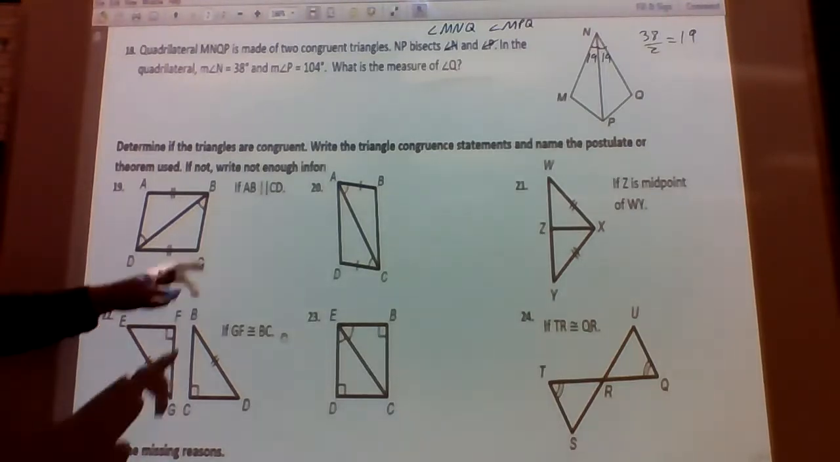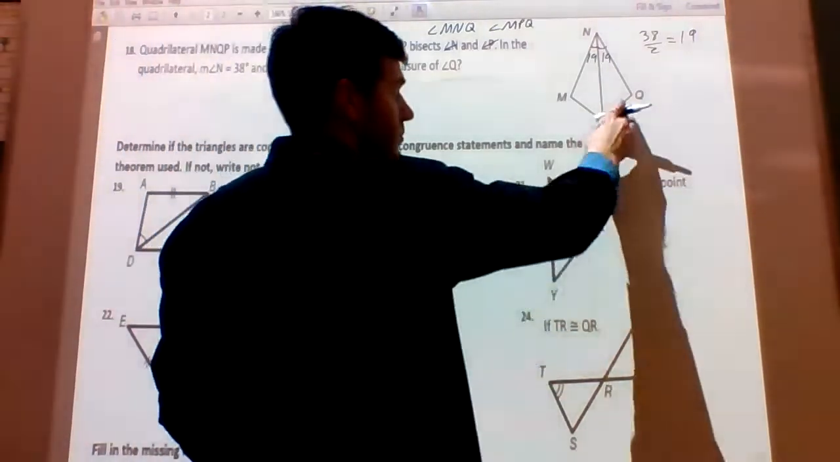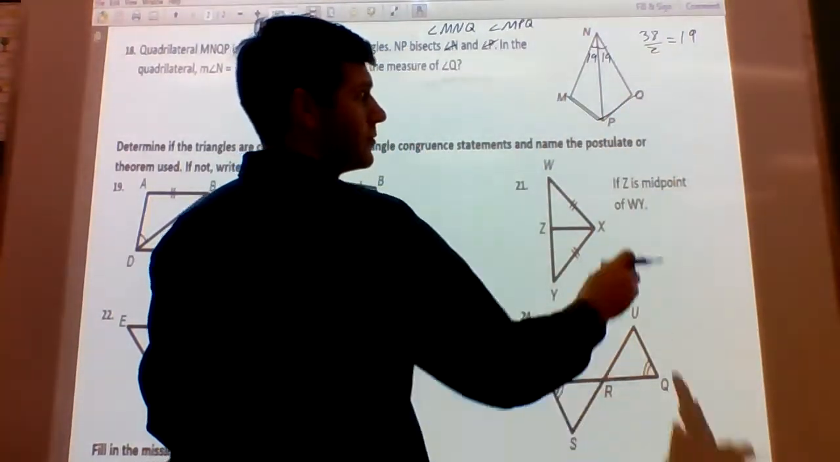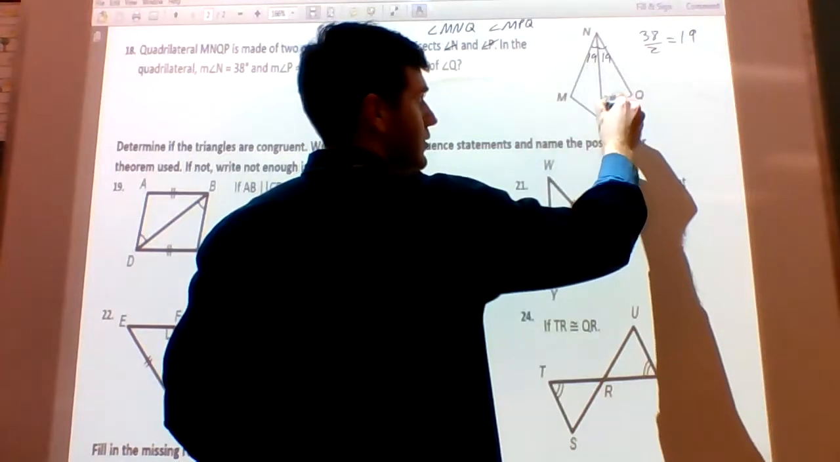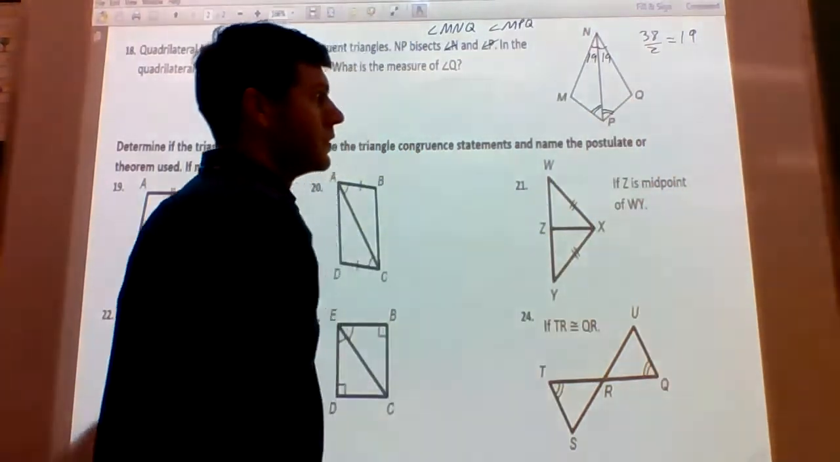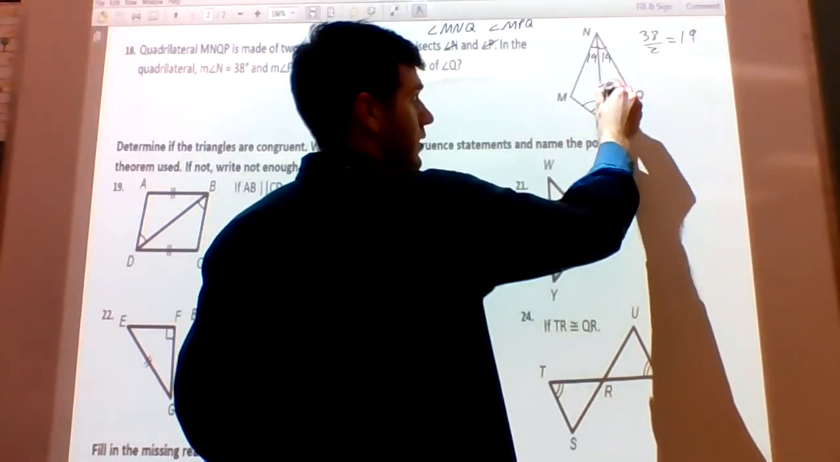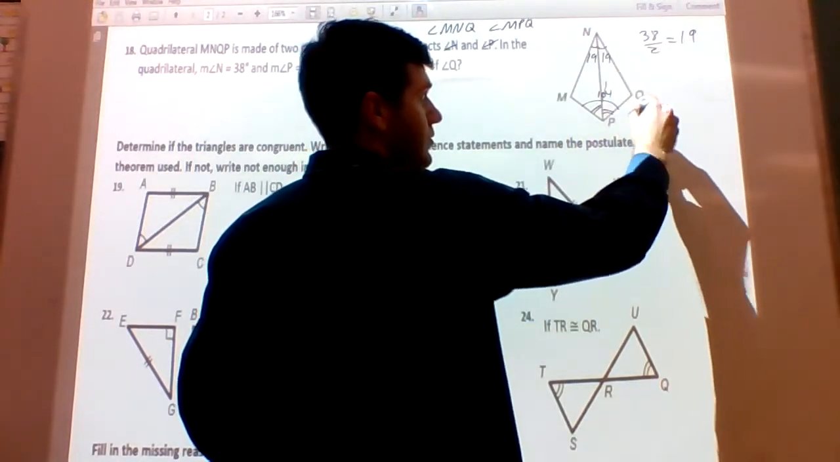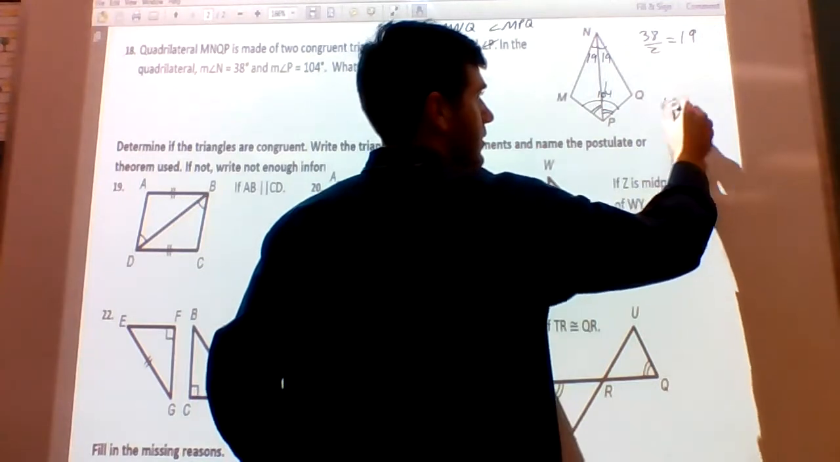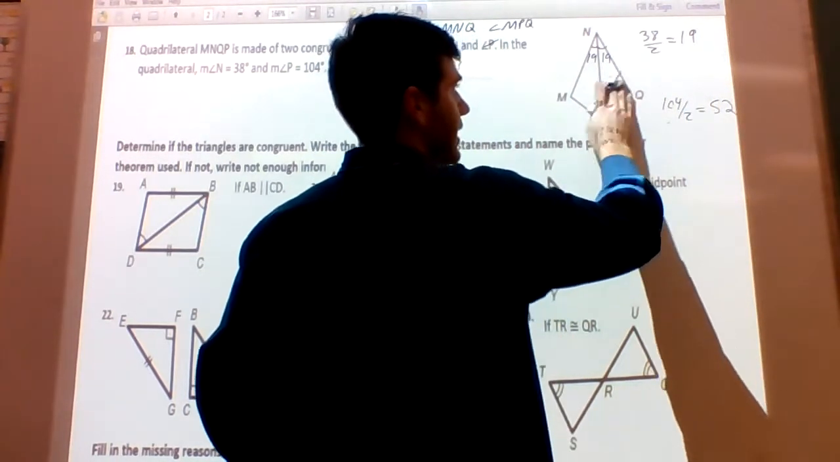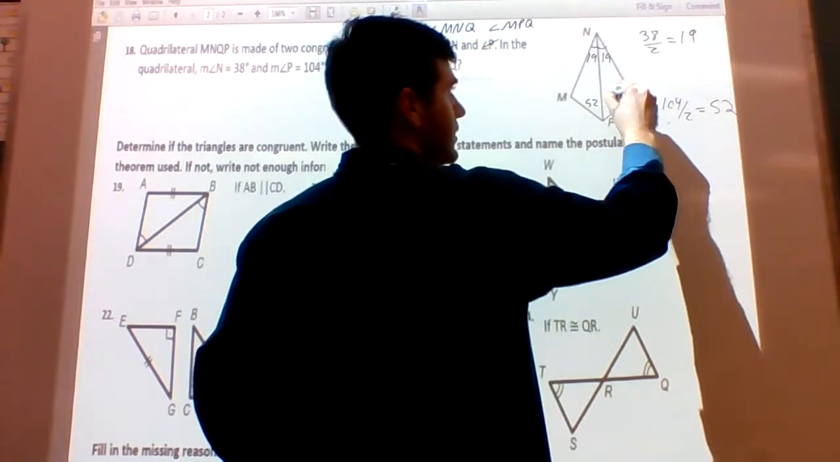It also bisects angle P, or angle MPQ. So it splits this angle in half, and we now have two congruent angles. That angle was 104, right? We split it in half, so 104 divided by 2 is going to be 52. So now we know we have 52 and 52.